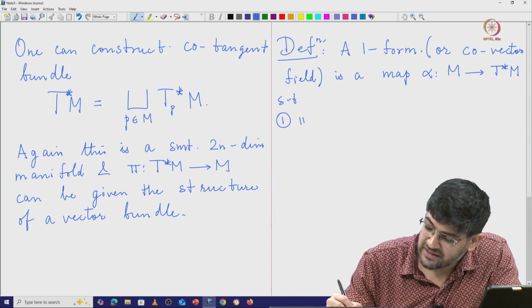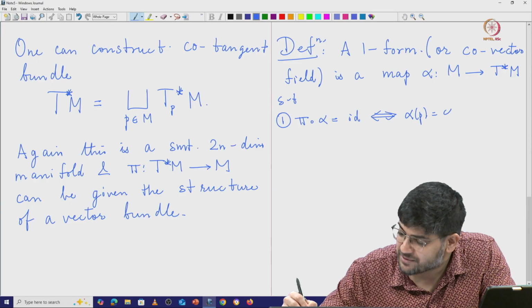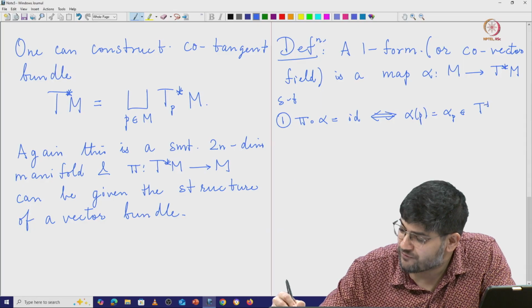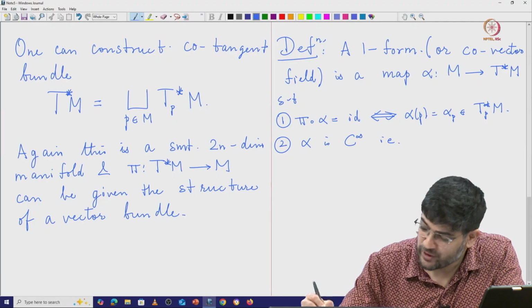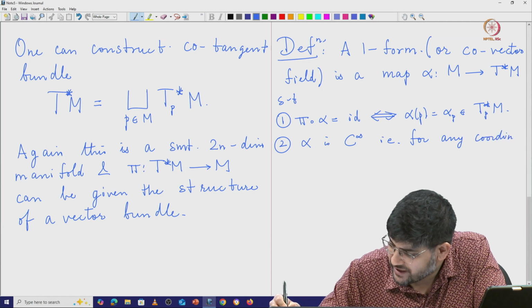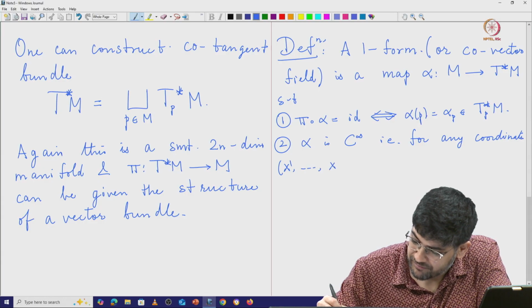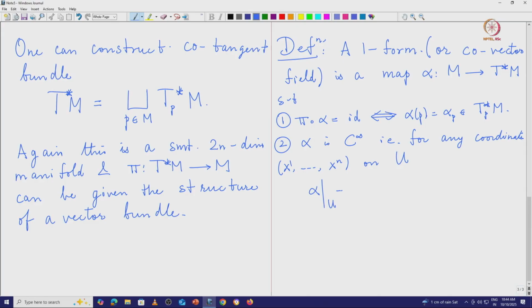such that again the composition with the projection map is the identity, which basically means that alpha at P, which we will sometimes denote by alpha P, is a covector in the cotangent space at P, and second, alpha is again smooth in the following sense: for any choice of coordinates on the open set U, you can write the restriction of alpha to U as the summation i going from 1 to n of alpha i at P times dxi at P, and these alpha i's have to be smooth functions.